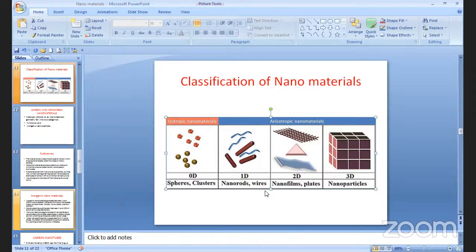Similarly, if you take magnetic nanocomposites, they have been used for mechanical force transfer, for high density information storage, as well as for magnetic refrigeration.